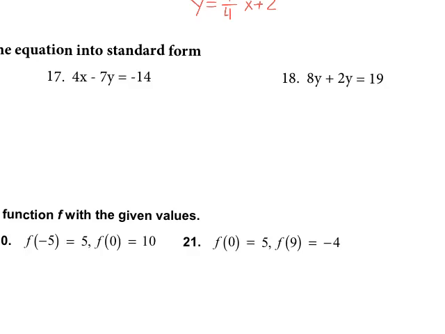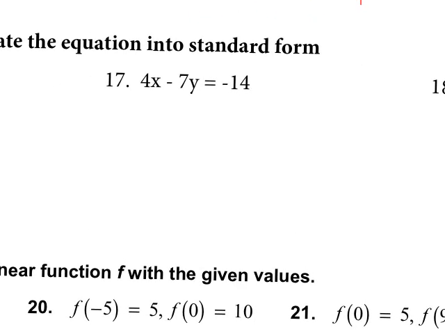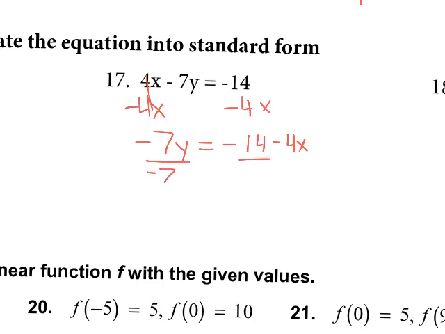All right, let's look at 17. Okay, so for 17, getting y by itself, I would have to get rid of the 4x first, so I subtract 4x over. So I'm left with negative 7y. Make sure you keep that negative with it. Negative 14 and negative 4x are not like terms, so negative 14 minus 4x. And then I'm going to get y all by itself, so I need to divide by negative 7 on every piece.